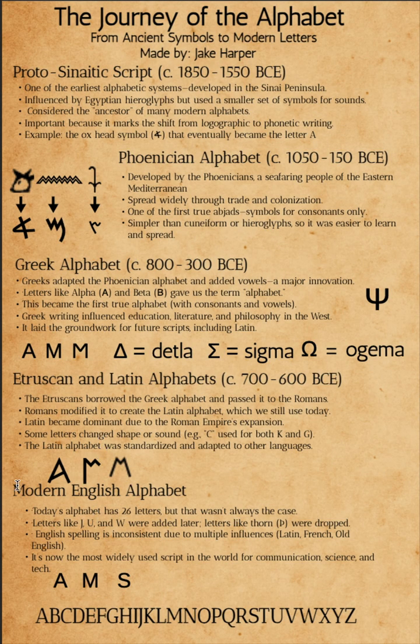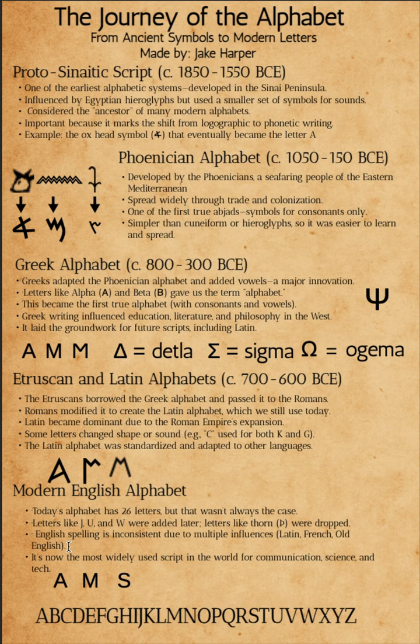So the modern English alphabet, we've made it to it. Today's alphabet has 26 letters, but as you can see throughout this evolution, that wasn't always the case. There were vowels added, there were consonants added. Like here, you could see J, U, and W were added later. And the symbol thorn that you can see, kind of small here, was dropped.